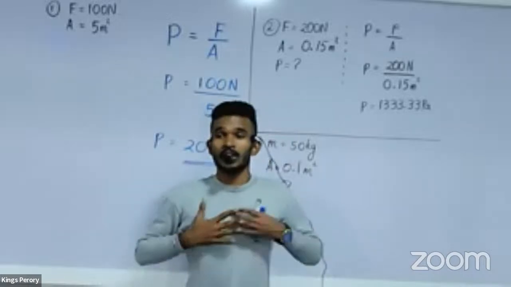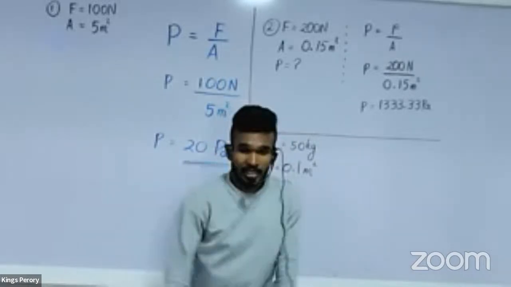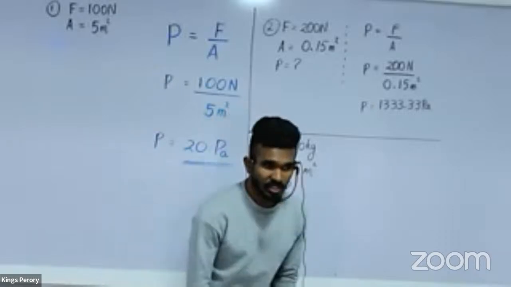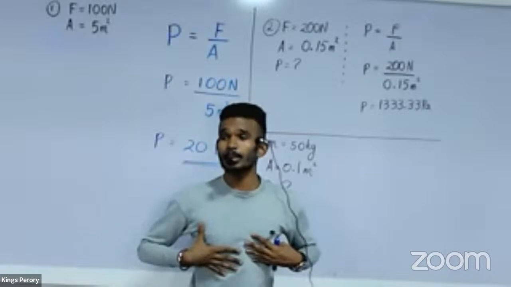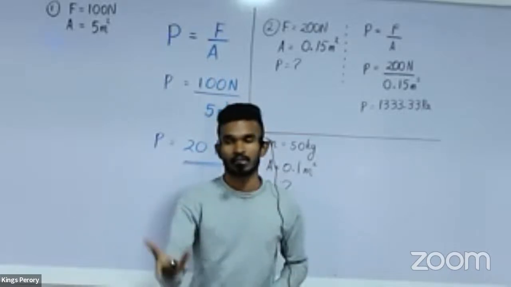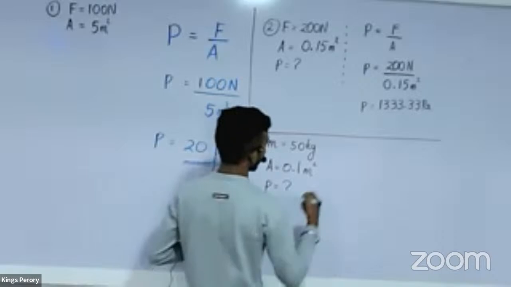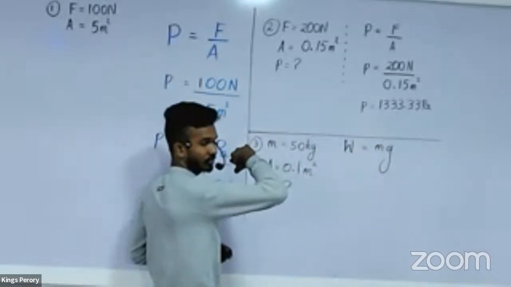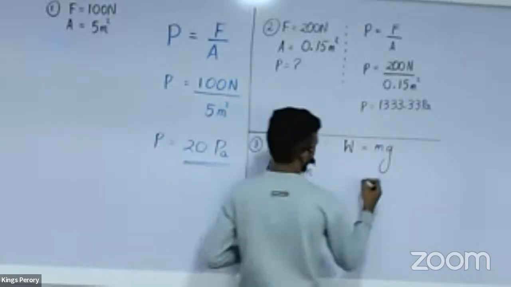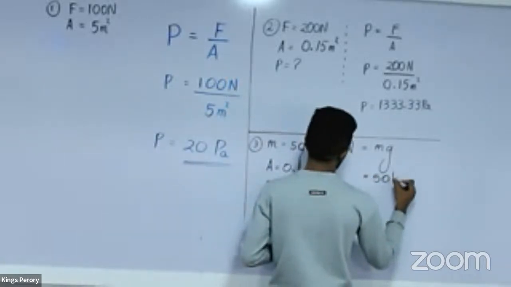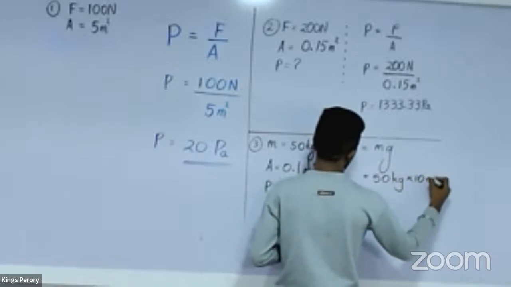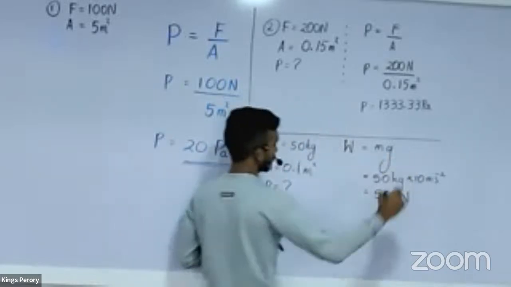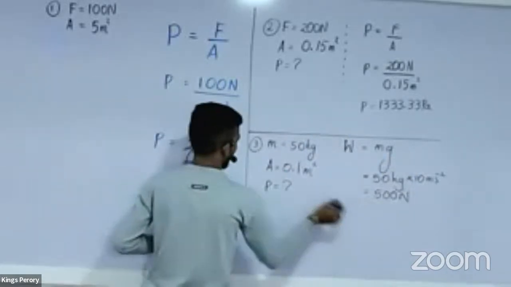Tell me, when you stand on a white tile, what is the force acting on the tile? Your weight. Your weight is the force there. 50 kg mass, then what's the weight? 500 Newton. How did you get it? Weight is equal to mg. Where did you learn this? Your second lesson. Mass is 50 kilogram, gravitational acceleration 10. From there, what is your weight? 500 Newton. Force is there, area is there.